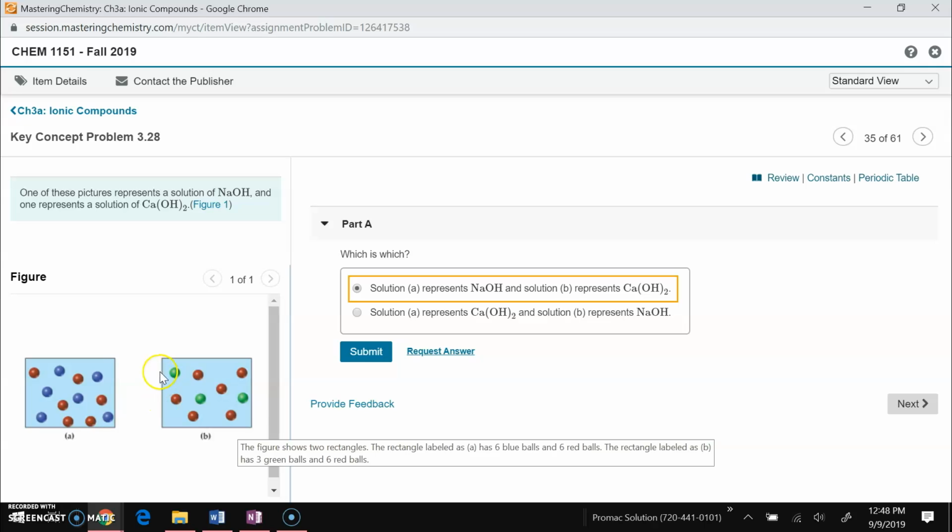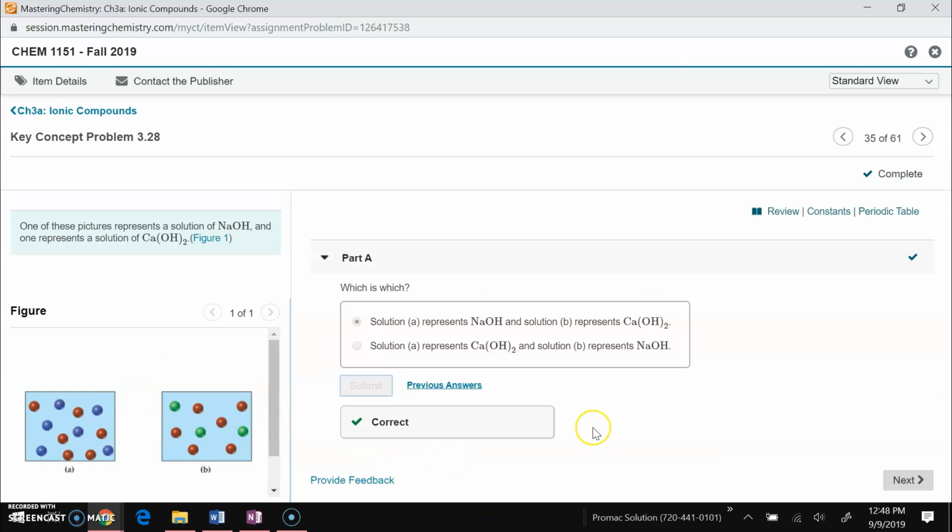There are 6 red spheres and only 3 green spheres. So that should give you the correct answer. That's all they're looking for: do you understand what the formulas mean if you were to actually look at them as spheres in solution, or in a ball-and-stick format? Another question, I'm going to go to OneNote. Hopefully this will keep recording.